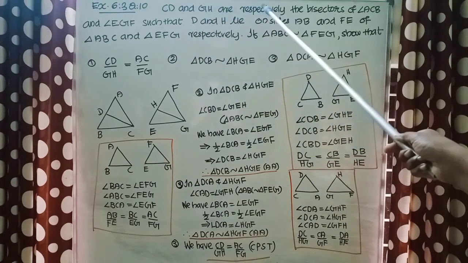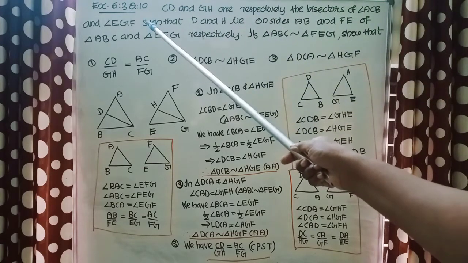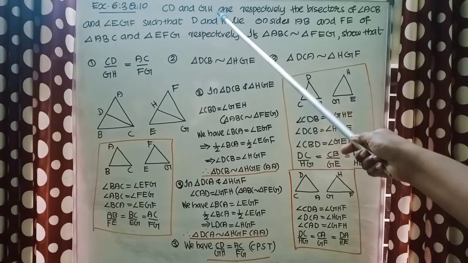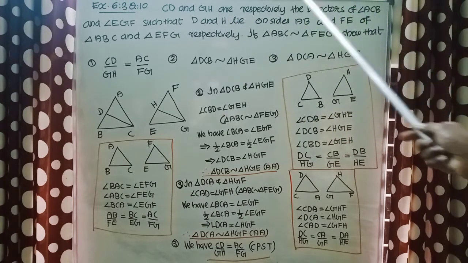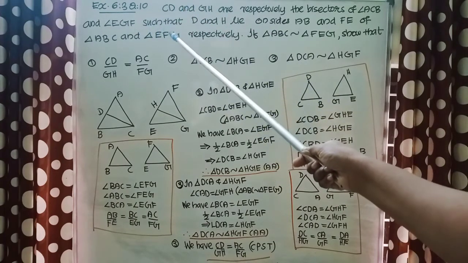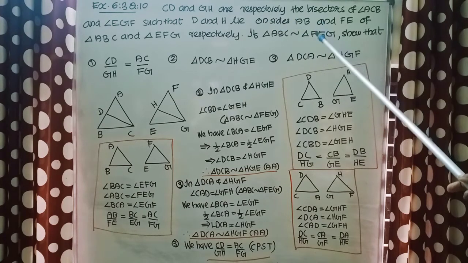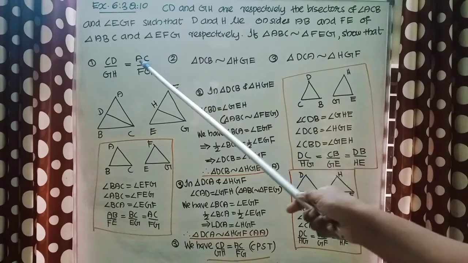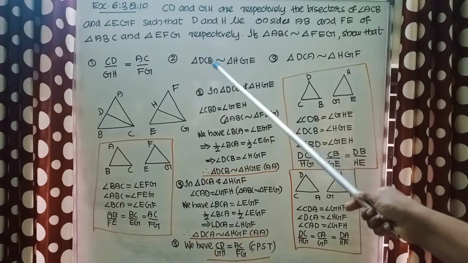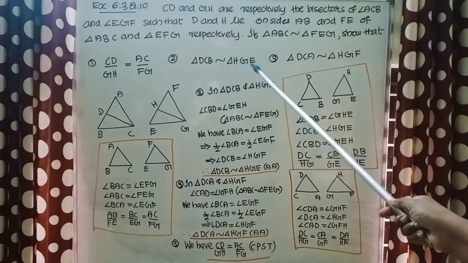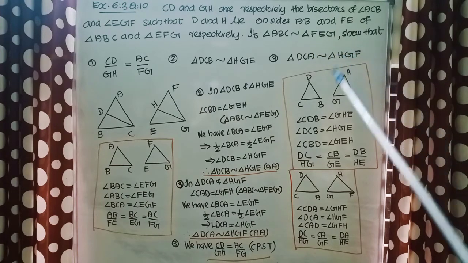CD and GH are respectively the bisectors of angle ACB and angle EGF such that D and H lie on sides AB and FE of triangle ABC and triangle EFG respectively. If triangle ABC is similar to triangle FEG, show that, first question, CD by GH equal to AC by FG. Second question, triangle DCB is similar to triangle HGE. Third question, triangle DCA similar to triangle HGF.